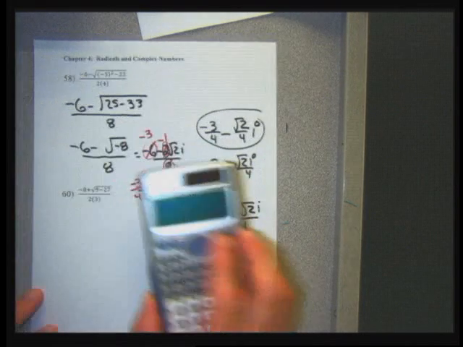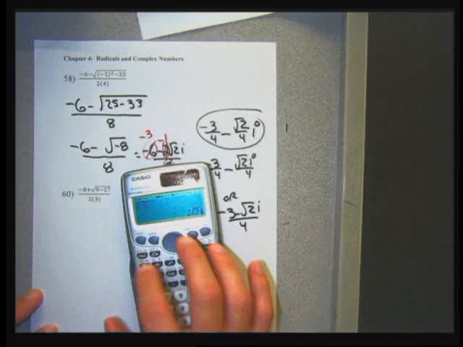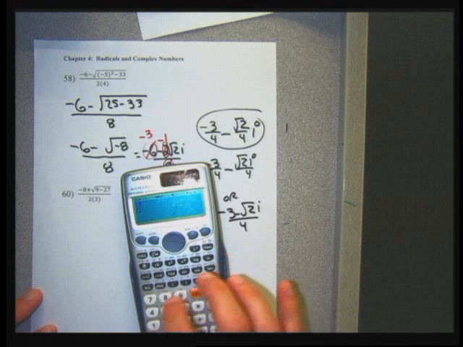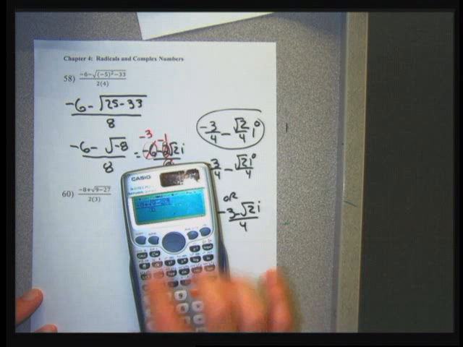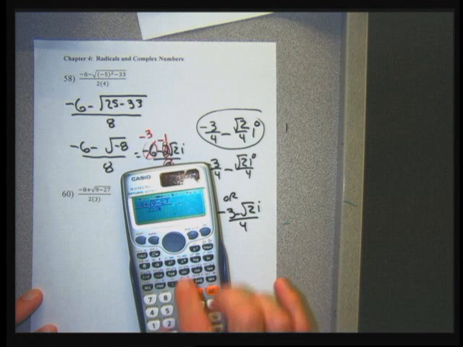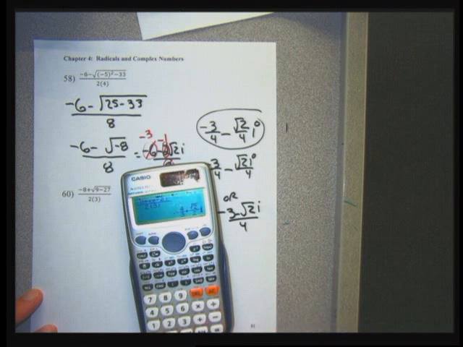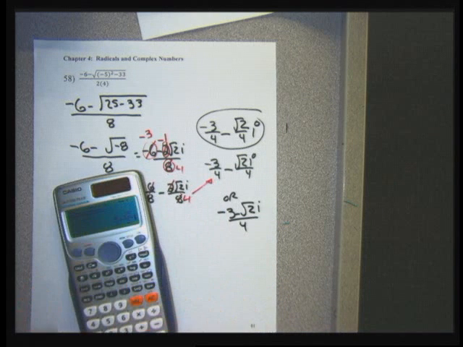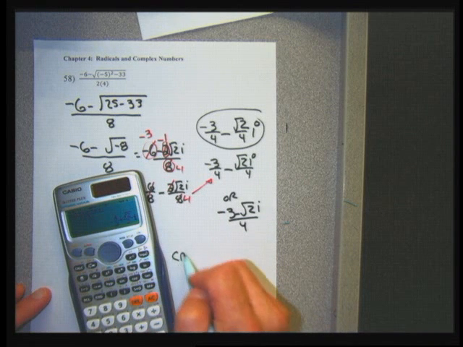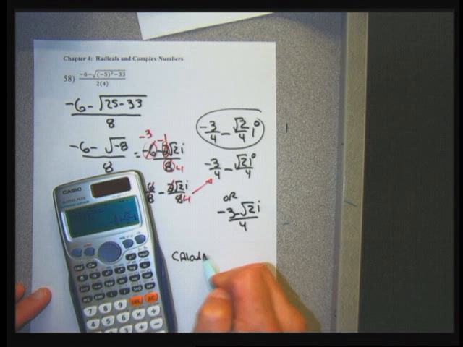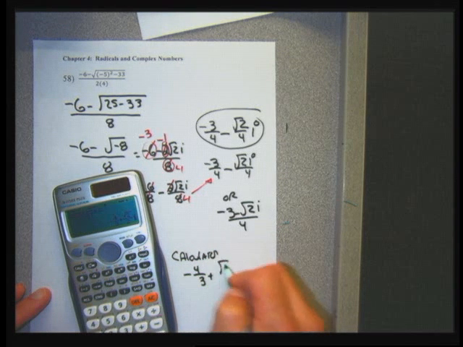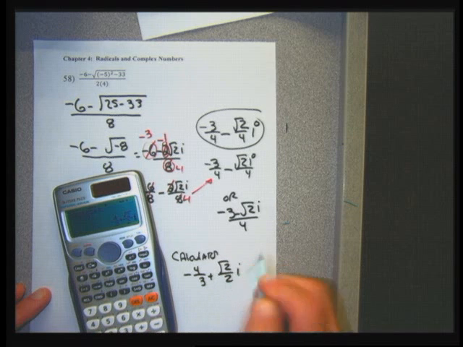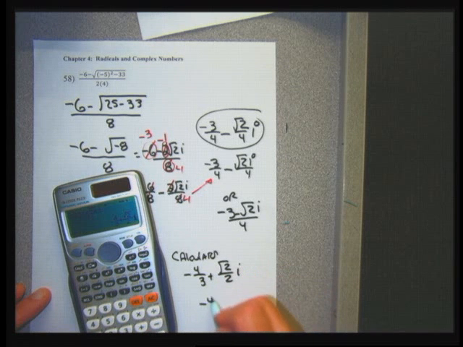Last problem, I think. So negative 8 plus square root of 9 minus 27 over 2 times 3. And I get, on the calculator, negative 4/3 plus the square root of 2 over 2 times i. That's 1 by hand, 2 fraction answer.